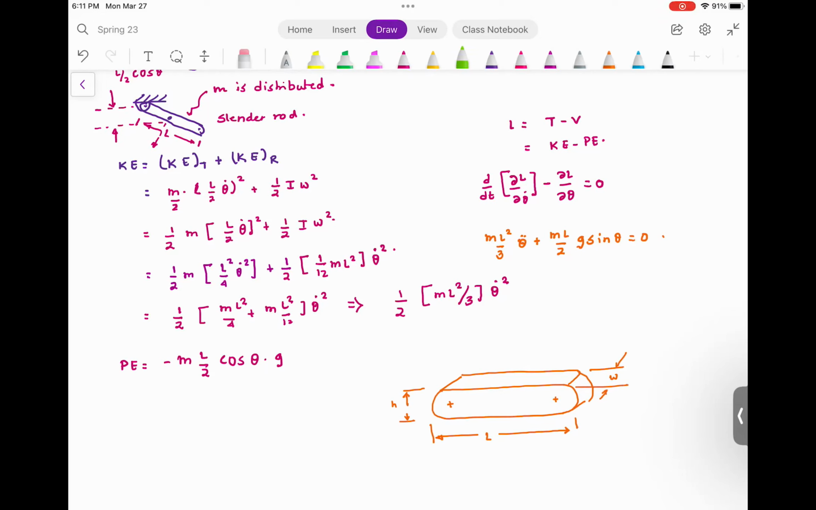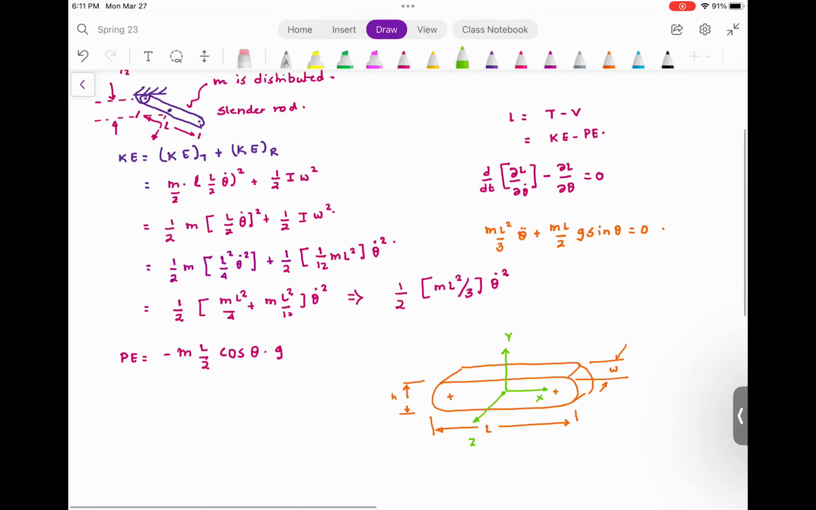And what I'm going to do is show the axes. So I'm going to call this Z axis. I'm going to call this X axis. I'm going to call this Y axis.